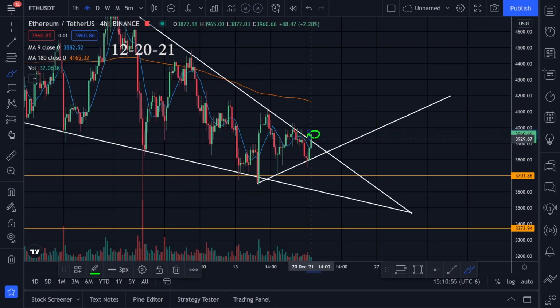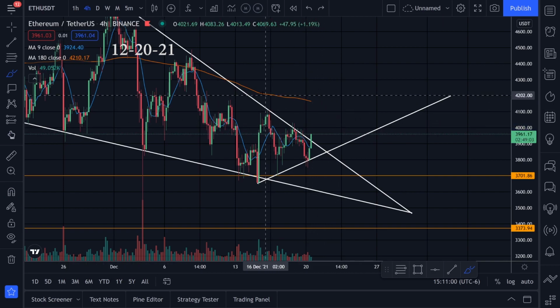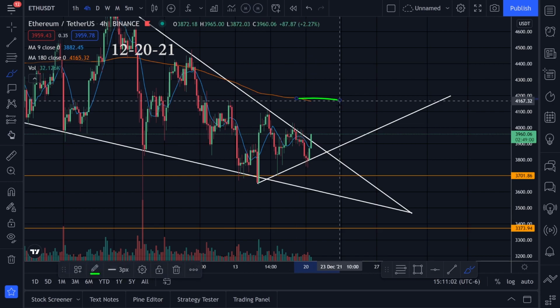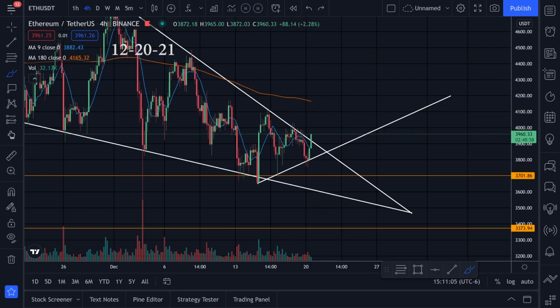Let's see if we could close this candle right here on the 4-hour and then get another one and keep continuing to push up. Like I said, we have that 180 moving average. Let's see if that gives us trouble. All right. Let me know what you guys think.